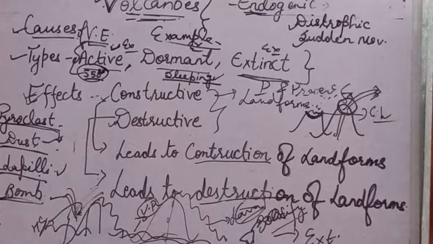Some other constructive effects are lava and ash, which are deposited during a volcanic eruption. They provide valuable nutrients for the soil and make the soil very fertile. And in places of high heat, geothermal energy is generated. Then dramatic scenery is a great tourist attraction. So these are constructive effects.